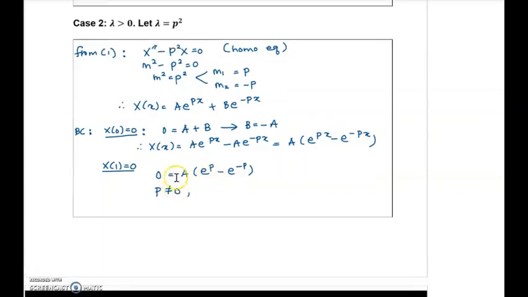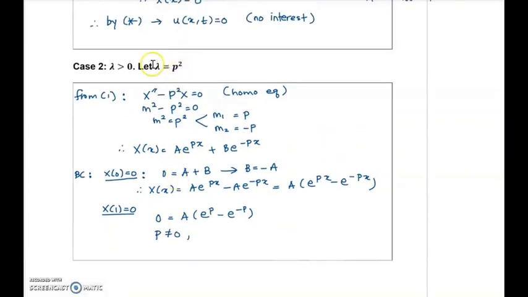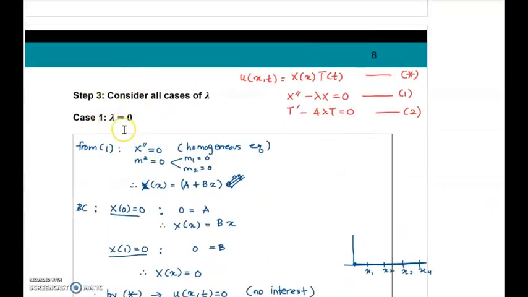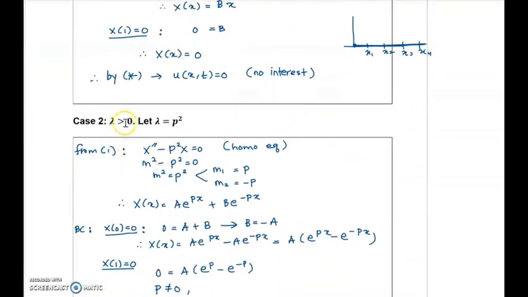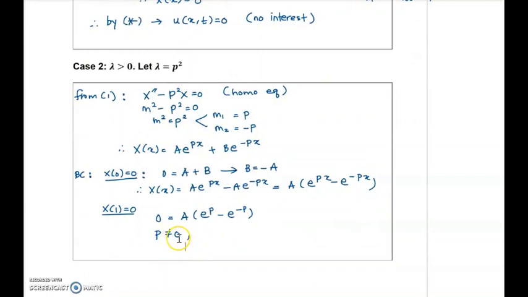If P equals 0, then lambda is 0, which is the case that we have earlier. Our intention here is to have lambda positive. So P cannot be 0, otherwise it's going to be case 1. So in this case, P cannot be 0.